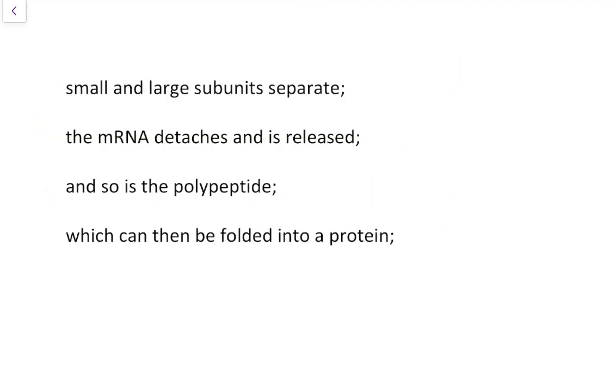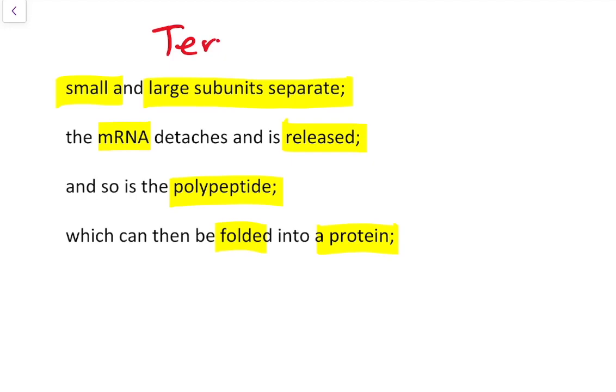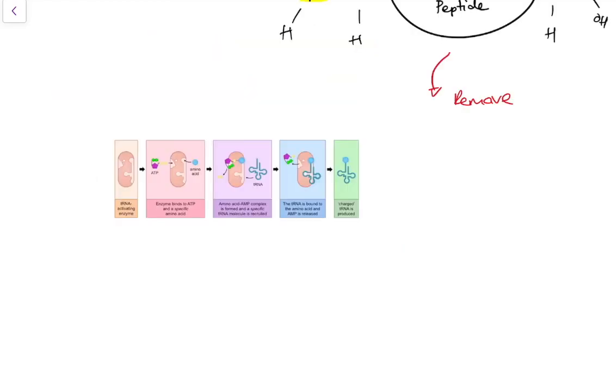We can summarize that with the small and the large ribosomal subunits separate. The mRNA separates, it detaches, is released. So is the polypeptide, and then we can fold the polypeptide into a protein. Okay, all of these final steps, because it's the end, can be called termination. And that's it.